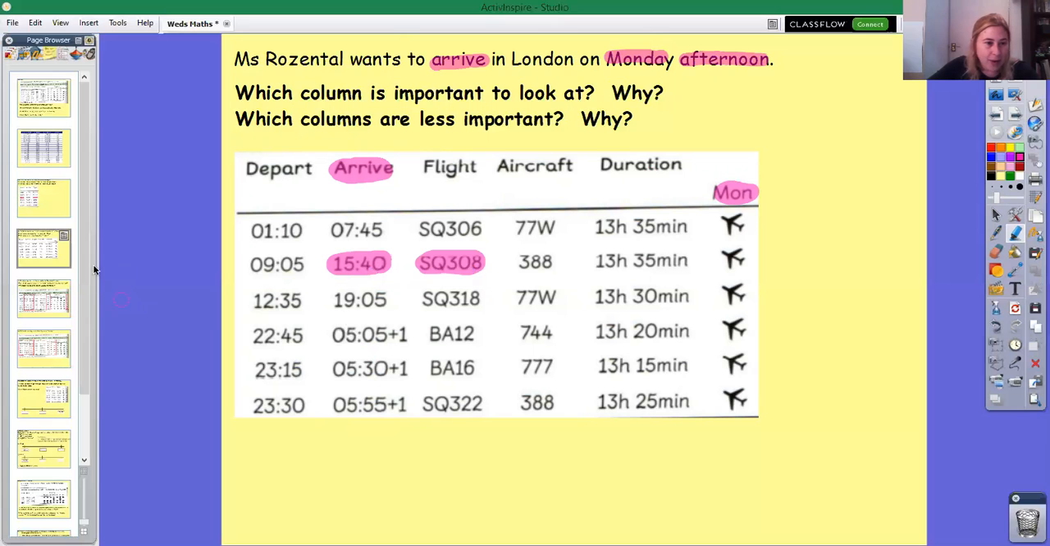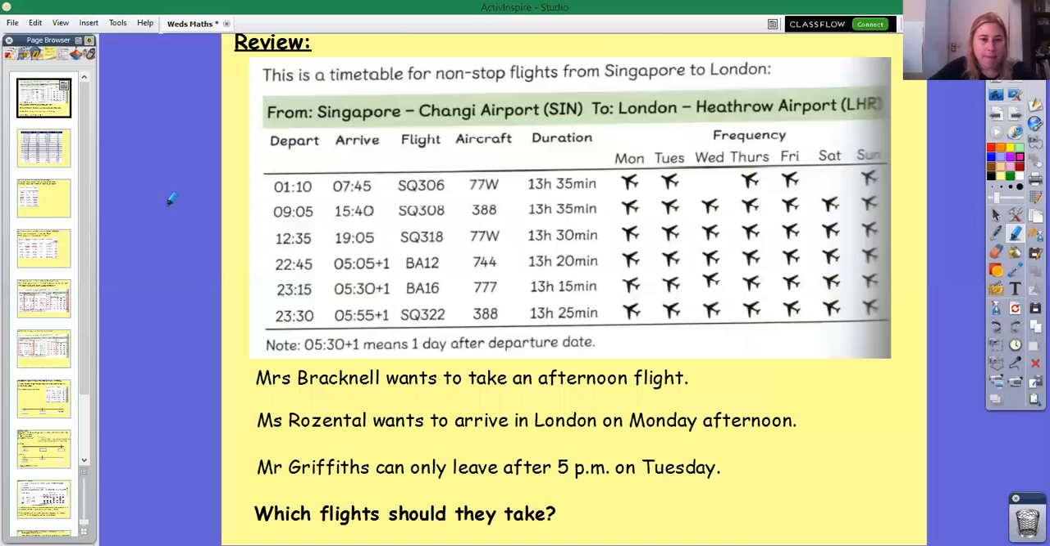Super. Now, you might be looking at this table thinking, oh, what does this +1 mean? So remember that the +1 means that the arrival time is 1 day after the departure date. So if you can imagine leaving Singapore at 10:15 at night, the flight is so long that you'd actually arrive at 5 minutes past 5 the next morning. So these +1s mean that it's an overnight flight and that you'd arrive the following morning.